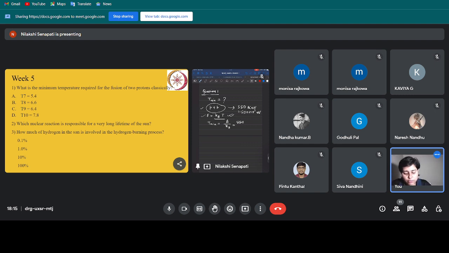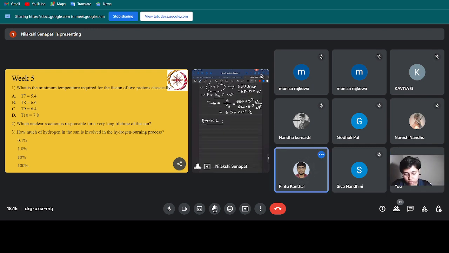Then it is 550 into 10 to the power 3 divided by kB, which is 8.62 into 10 to the power minus 5 eV per Kelvin. So ultimately, if you calculate, it will be 6.3 into 10 to the power 9 Kelvin. So this is question 1, and this was a very easy question, so I don't need to discuss it further.